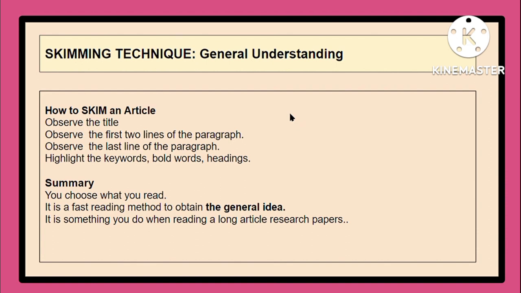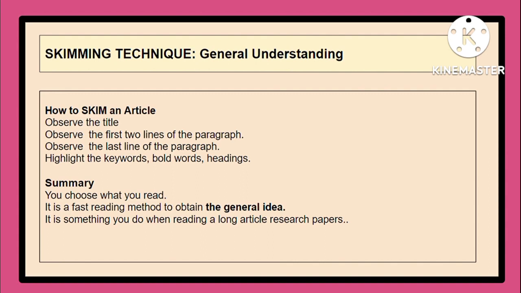In order to skim, all you have to do is just observe the title of the paragraph. You underline the first two lines of the paragraph and the last line, ignoring completely the middle lines. And then you highlight the keywords, bold words, headings that stand out to you. It's very simple, guys. So what is the summary? The summary of skimming is that you choose what you read.